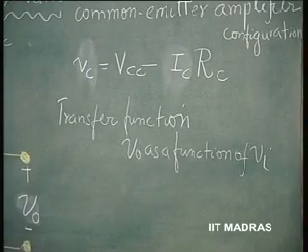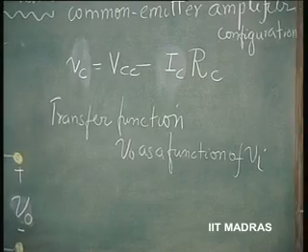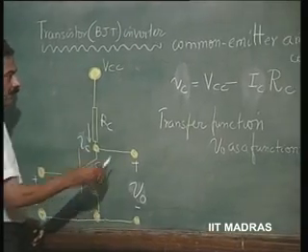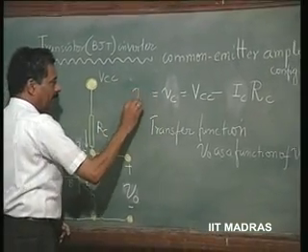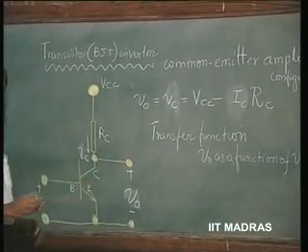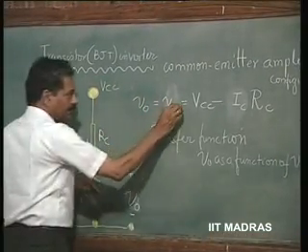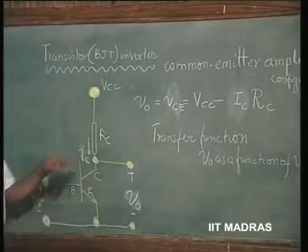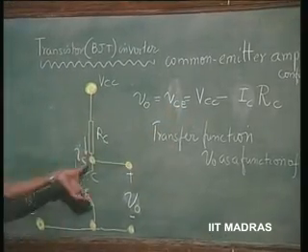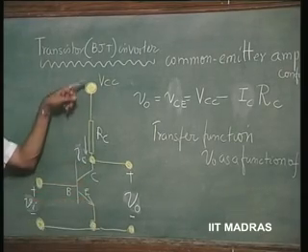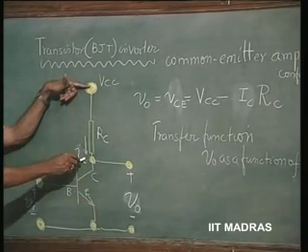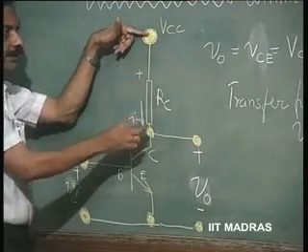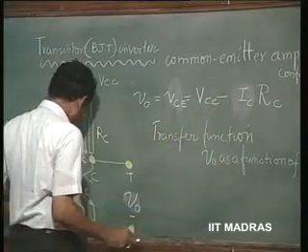So, we got this equation. V C, which is the same as our V naught, collector voltage V C E actually, is going to be the same as V naught, which is nothing but V C C, if I C is the current in this, minus the drop in this, I C R C.